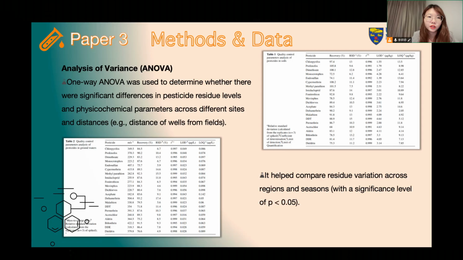Analysis of variance, one-way ANOVA, was used to determine whether there were significant differences in pesticide levels and physical-chemical parameters across different seasons and distances. It helps compare the residue variances across regions and seasons.